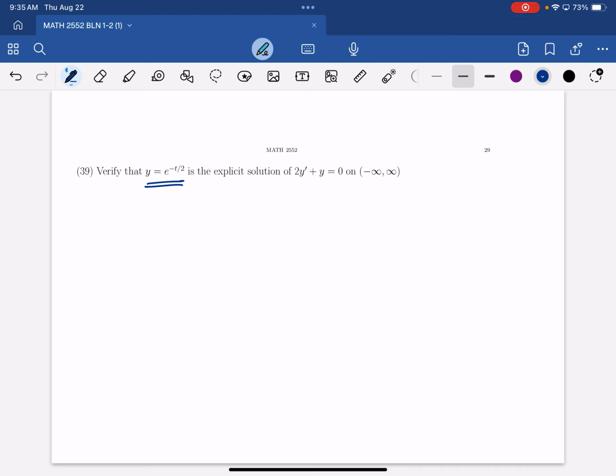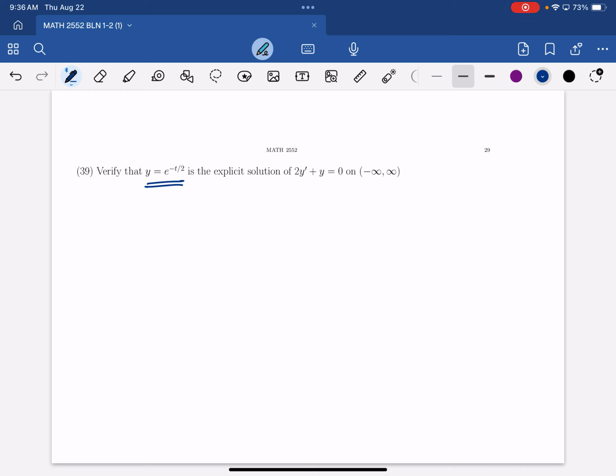So explicit, so this is a function, it is an exponentially decaying function. Exponential functions are continuous and differentiable infinitely many times, so it is one time differentiable as well. So here you are able to isolate y by itself, so it is an explicit solution. So you want to check, is it a solution or not?